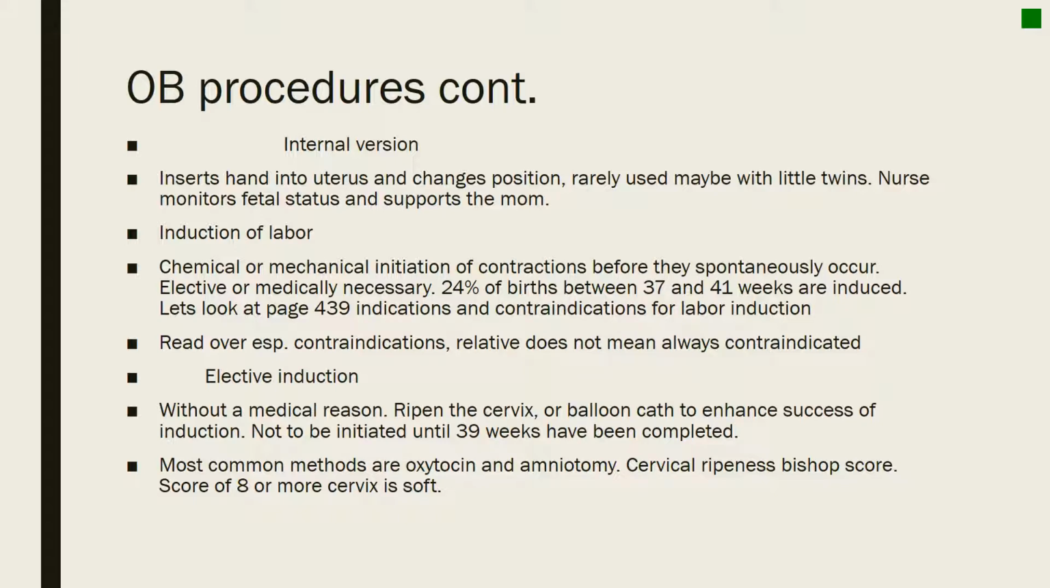If there's uncontrolled hemorrhage, a placenta previa, where the placenta is sitting over the cervical os, you open up that os and you're just going to have hemorrhaging. And if there's a previous uterine incision that prohibits a trial of labor, those are going to be contraindications. Elective induction. There's not a medical reason. We're going to ripen the cervix. A balloon cath can enhance the success of this. We don't want to do this before 39 weeks have been completed. The most common method are oxytocin and an amniotomy. Cervical ripeness Bishop score, a score of 8 or more, says that that cervix is conducive to induction.